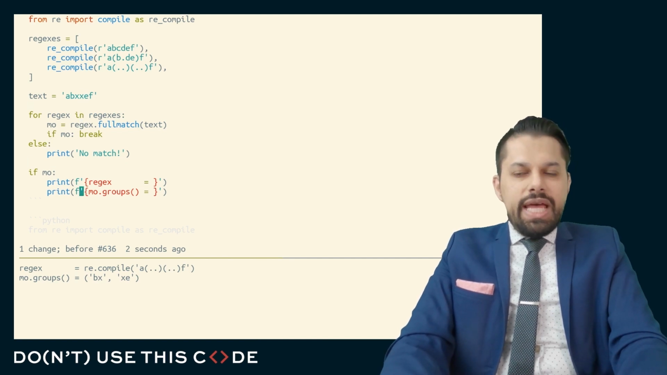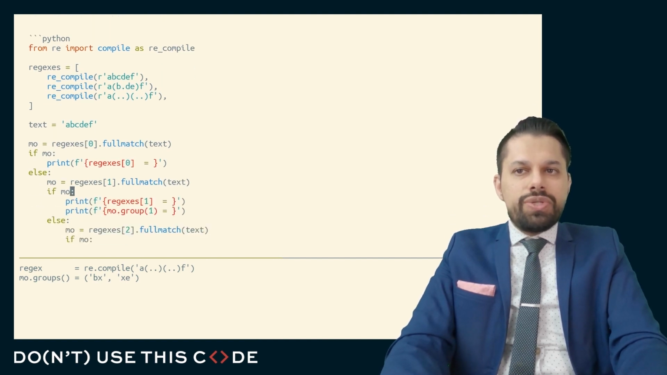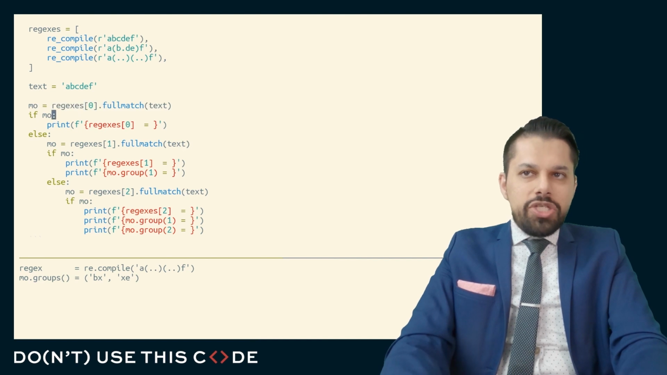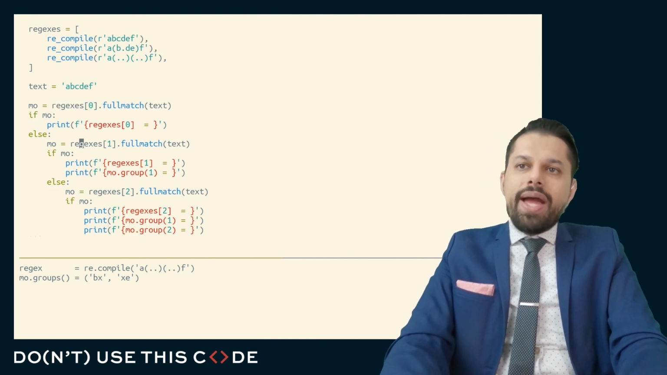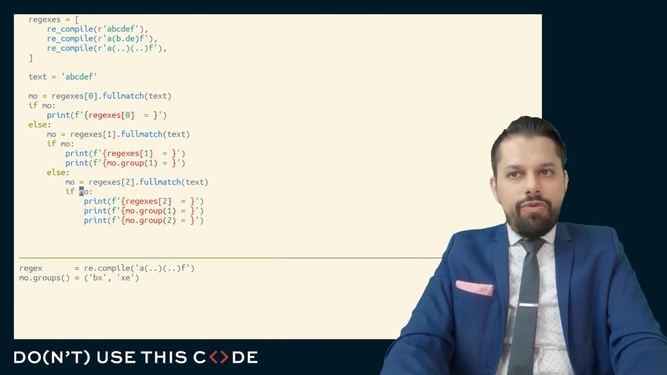But if we didn't have these in a structure, these are independent entities, this is how we'd have to write it. First, create the match object and see if it matched. If it didn't match, create another match object and see if it matched. And if it didn't match, create a match object and see if it matched.